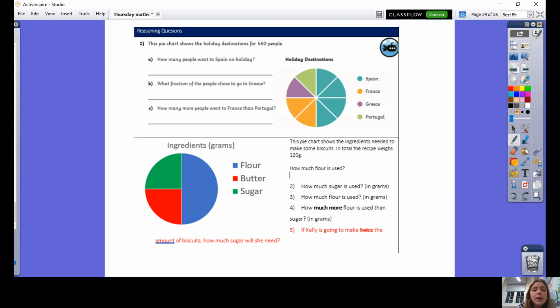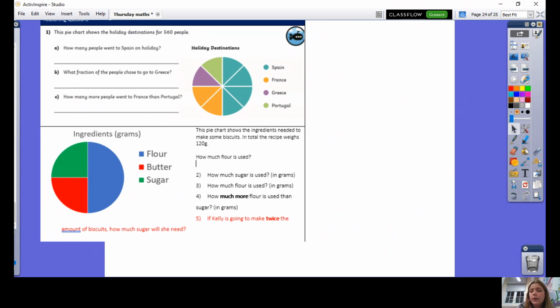Okay, question 1A. This pie chart shows the holiday destinations for 560 people. How many people went to Spain on holiday? It doesn't ask me what fraction, it says how many people. I see the fraction who went to Spain is a half, but because it says how many people, I'm finding half of 560. I know half of 500 is 250, half of 60 is 30, that will be 280 for question 1A.